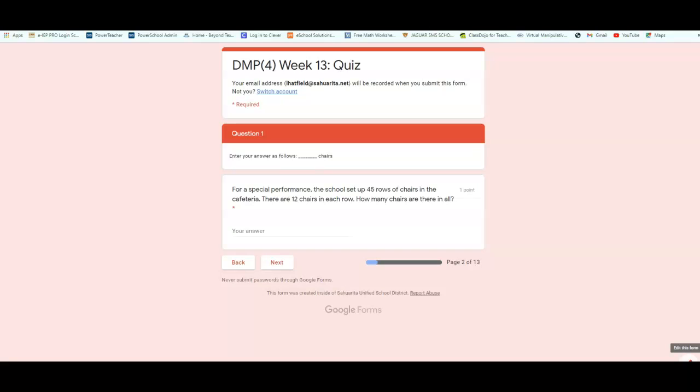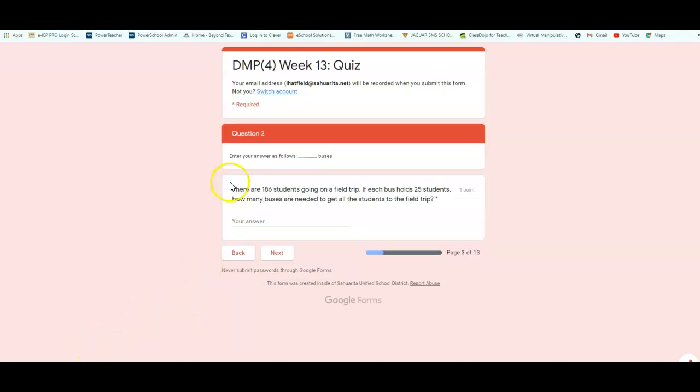So number 1 says, for a special performance, the school set up 45 rows of chairs in the cafeteria. There are 12 chairs in each row. How many chairs are there in all? So once again, we have 45 rows of chairs in the cafeteria. In those 45 rows, there are 12 chairs in each row. How many chairs are there in all?